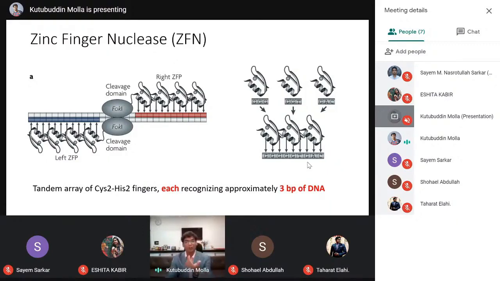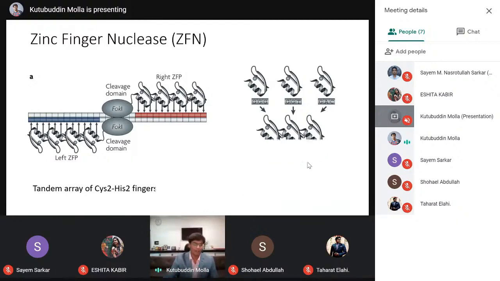You have to design your own ZF, that is the zinc finger motif, to target your gene of interest, because you know the sequence, and for each sequence you have to design the appropriate protein. So here also protein engineering is needed.